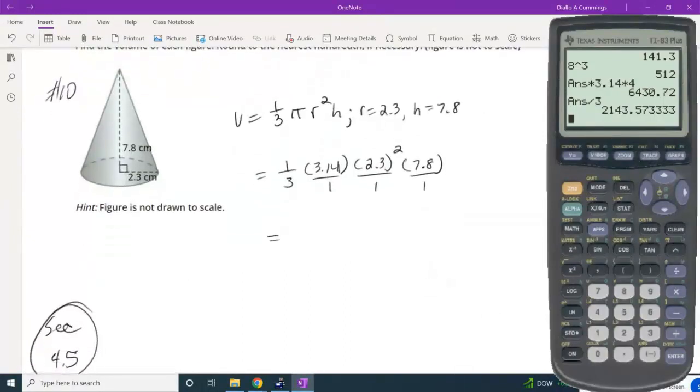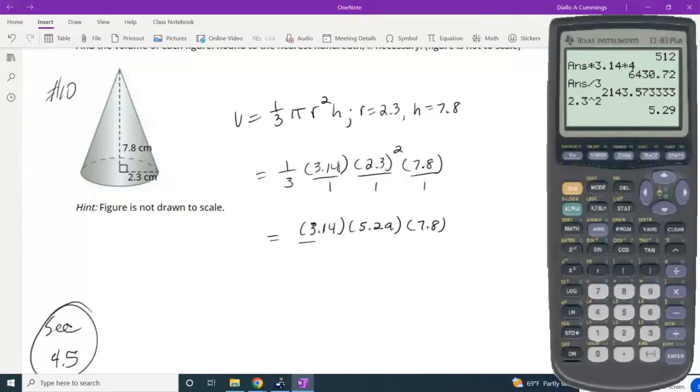All right, so I'm going to multiply my numerators. So I have 3.14. I'm going to take 2.3 and raise that to the second power, which is 5.29, times 7.8. And we're going to divide everything by 3. So I multiply all my denominators. 3 times 1 times 1 times 1 is 3.